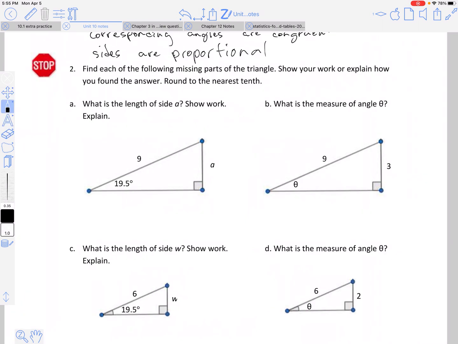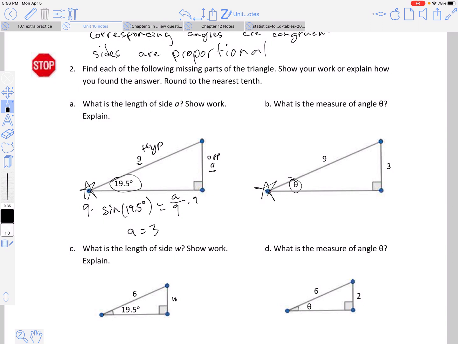All right, so number 2, find each of the following missing parts of the triangle, show your work, and explain how you found the answer. So I'm going to put a star right here and a star right here because we have an angle measurement and we have theta, so that's the angle we're focusing on. If you notice, we have opposite and we have hypotenuse. So I'm going to use sine. So sine of 19.5 degrees is going to be opposite over hypotenuse. And I'm going to multiply both sides by 9, put it in my calculator, and I'm going to get that A is 3.